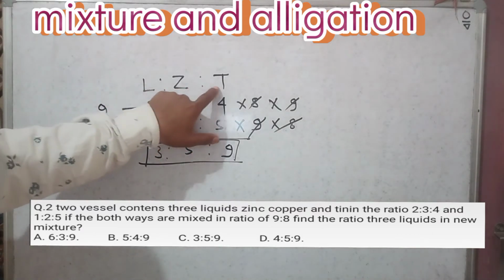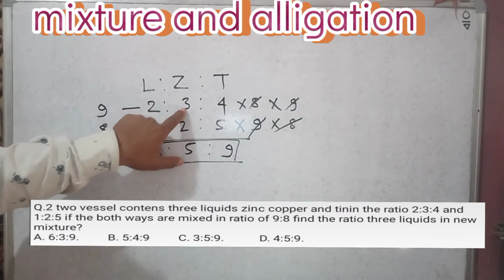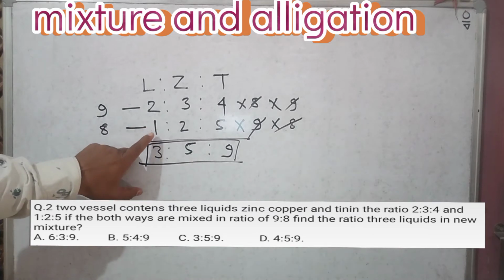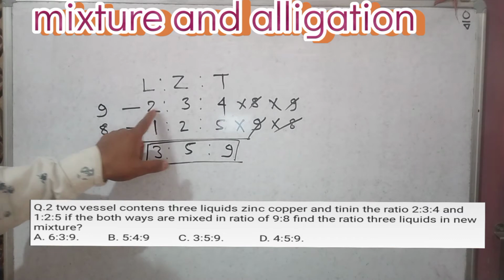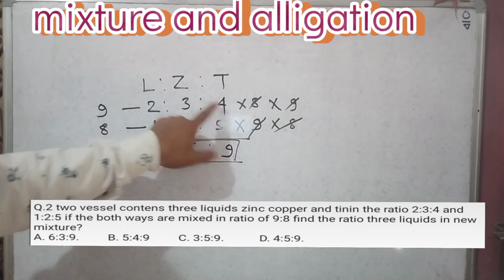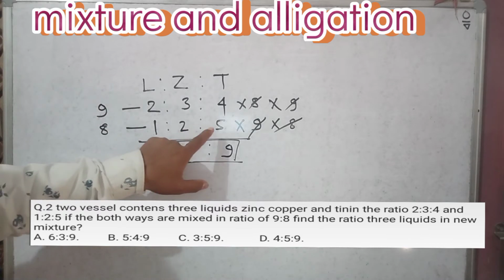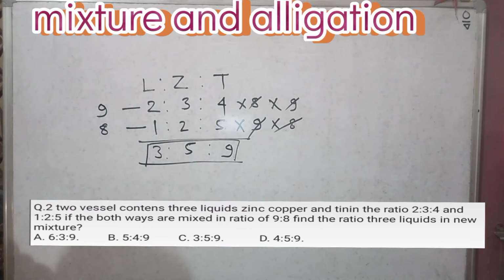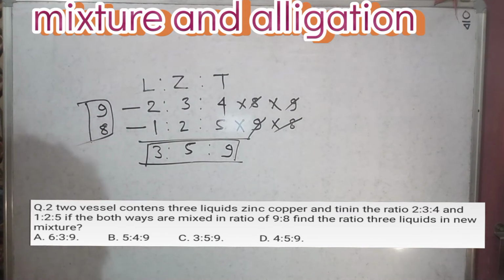Liquid zinc and tin. In the first container the ratio is 2 is to 3 is to 4, and in the second container 1 is to 2 is to 5. So 2 plus 3 is 5, 5 plus 4 is 9 parts in the first container. 1 plus 2 is 3, 3 plus 5 is 8 in the second container, and both are mixed in the ratio 9 is to 8, right? So we can take the LCM for the same parts.